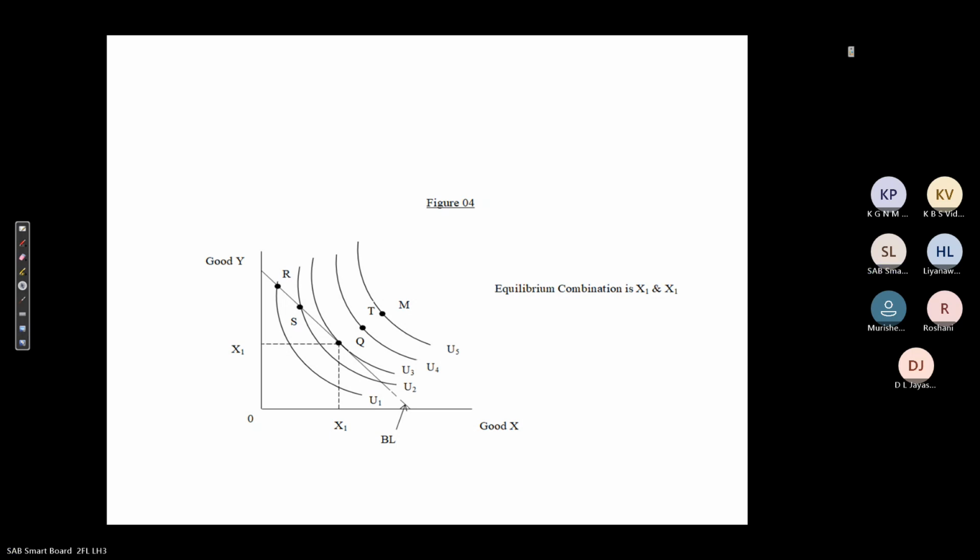Yes. Then can you explain the changes in price and the budget? Changes in price and budget.